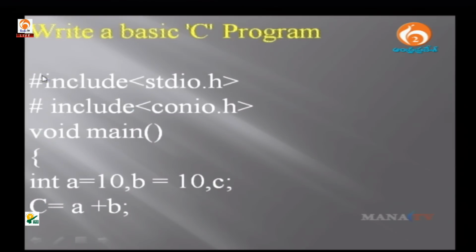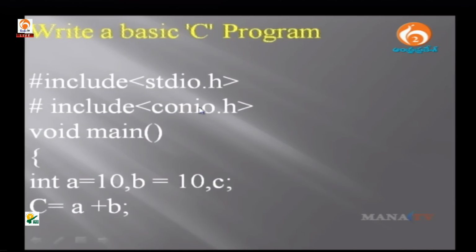Okay, and hash is a preprocessor directive. Preprocessor means that machine level code is included at the place of the function call. That is the meaning of the hash. This is a preprocessor directive. Next, hash include conio.h.